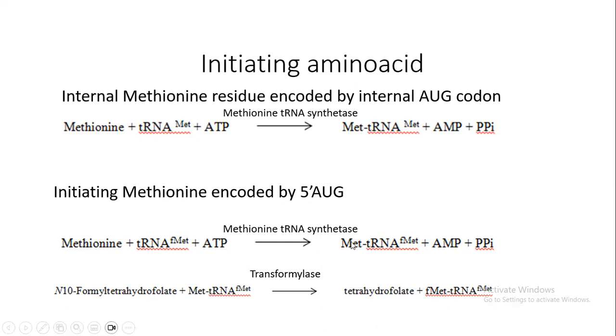After bonding between the methionine and the transfer RNA molecule, in a second step that is catalyzed by enzyme transformylase, in which N-formyl tetrahydrofolate acts as a formyl group donor, there is formylation of the methionine amino acid.